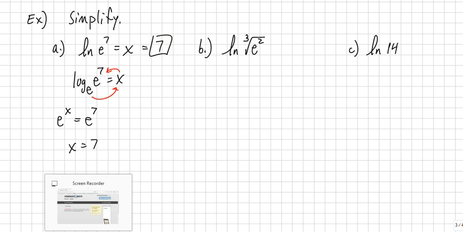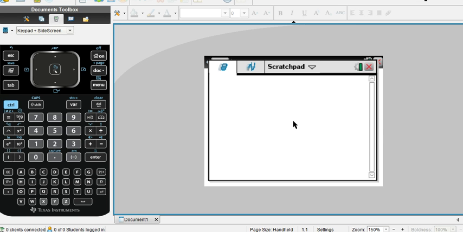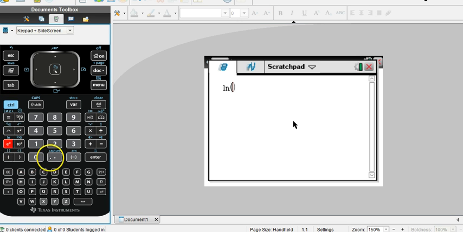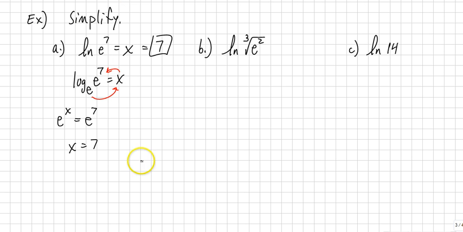So let's check that on our calculator. On your Inspire, on the left-hand side, you should see a little ln in light blue. So we hit the control and then the ln, and we want to see what the natural log of e to the 7th is. Well, e is the button right below natural log. So we press e, and then to the 7th, and then we press enter, and we get 7. So natural log of e to the 7th is 7, which is what we had right here.